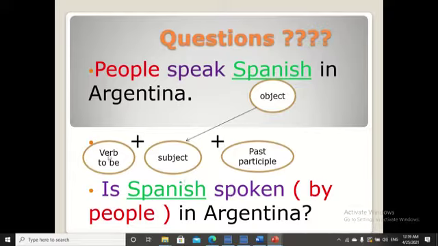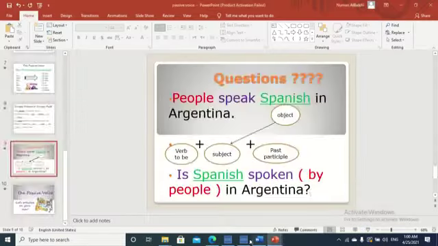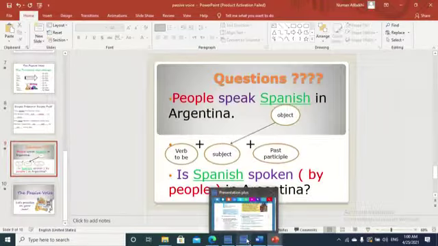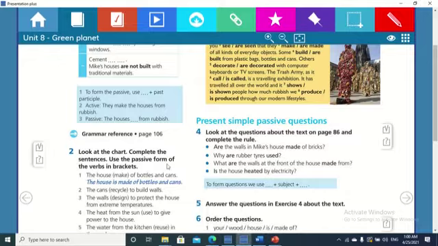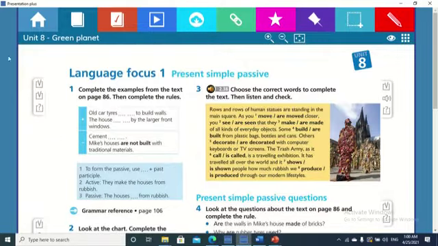We start from verb to be, and of course we don't need do, does, or did because we have verb to be, which is is, are in the present and was, were in the past. So we don't need do, does, did. Is Spanish spoken in Argentina? Yes, it is. So this is everything. Let's go back now to your student book. We will start with the examples, of course, the given examples. And exercise 1, I asked you to complete them.